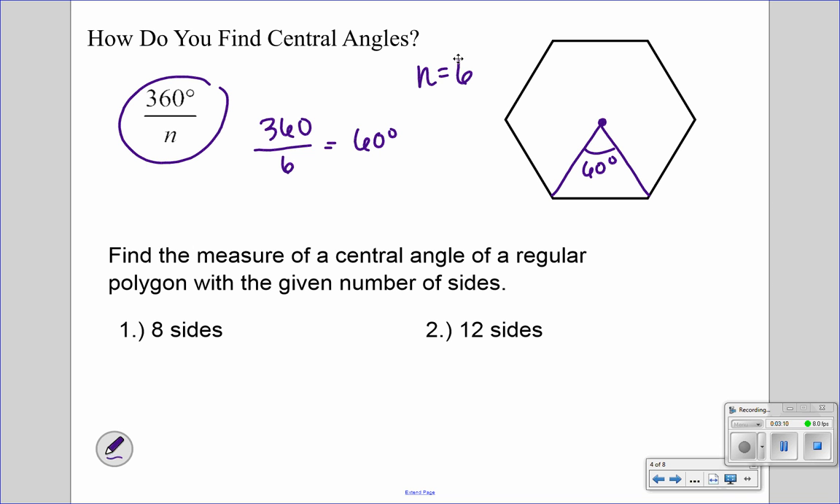So if we look at these next 2 problems, it says find the measure of a central angle of a regular polygon with a given number of sides. Well, if I give you 8 sides, we can do 360 divided by 8, and our central angle is 45 degrees. For 12 sides, we can do 360 divided by 12, and we get 30 degrees for that one.